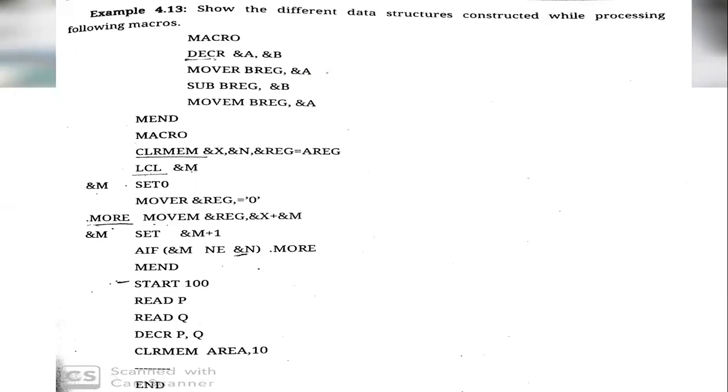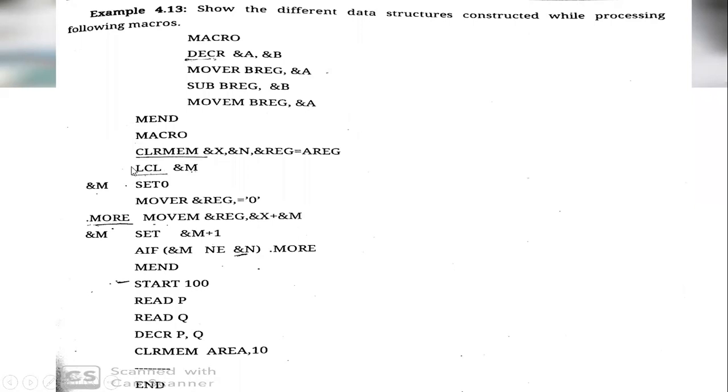Okay, now here we consider this macro definition. DECR is the name of the macro, and A and B are the positional parameters. Then the model statements under this macro definition are MOVER, SUB, MOVEM, then MEND. Here the definition of the first macro is completed, then the definition of the second macro starts at this point, that is macro CLEARMEM, that is clear memory. Here we use two positional parameters and one default or keyword parameter. Here we can pass one default value also.